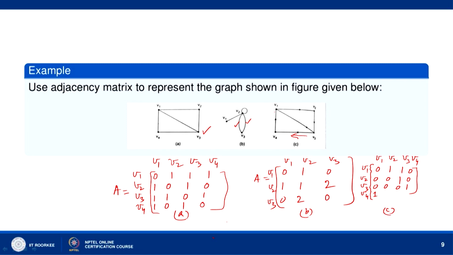Okay, B4B1 is 1, then B4B2 is 0, B4B3 is 0, and B4B4 is 0. So, these are the adjacency matrices in the case of undirected graph and directed graph. These two, part A and part B, are undirected graphs, and part C is a directed graph. In part A there are no multiple edges and self loops, in part B there are multiple edges and self loops. Okay, so, in the case of a directed graph we have to take care of the direction.